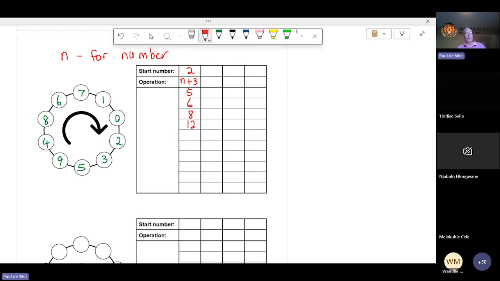Plus 3, it will be 12. Then 4 plus 3, it will be 7. Okay. Then 8 plus 3, it will be 11. Then 6 plus 3, it will be 9. 7 plus 3, it will be 10. 1 plus 3, it will be 4. And 0 plus 3, it will be 3.